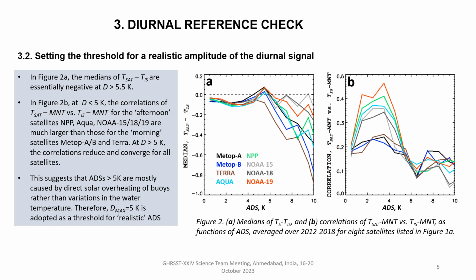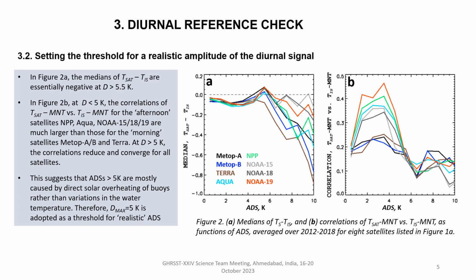This slide justifies the selection of 5 Kelvin threshold for the ADS. In general, the diurnal signal in buoys SST can be caused by not only variations in the water temperature, but also by extraneous factors, such as direct solar overheating of the buoy's hulls. In that case, the ADS can be unrealistically large. It is important, therefore, to establish a realistic threshold for the ADS in the water temperature.